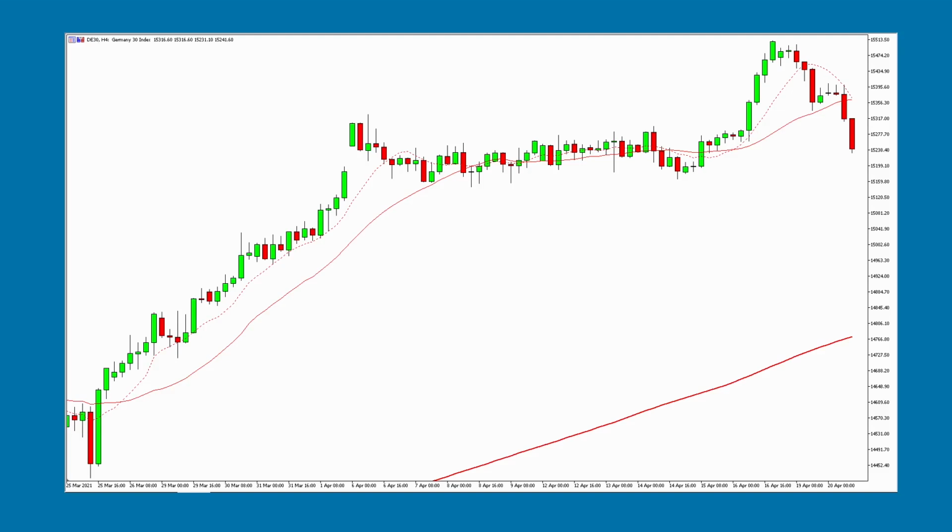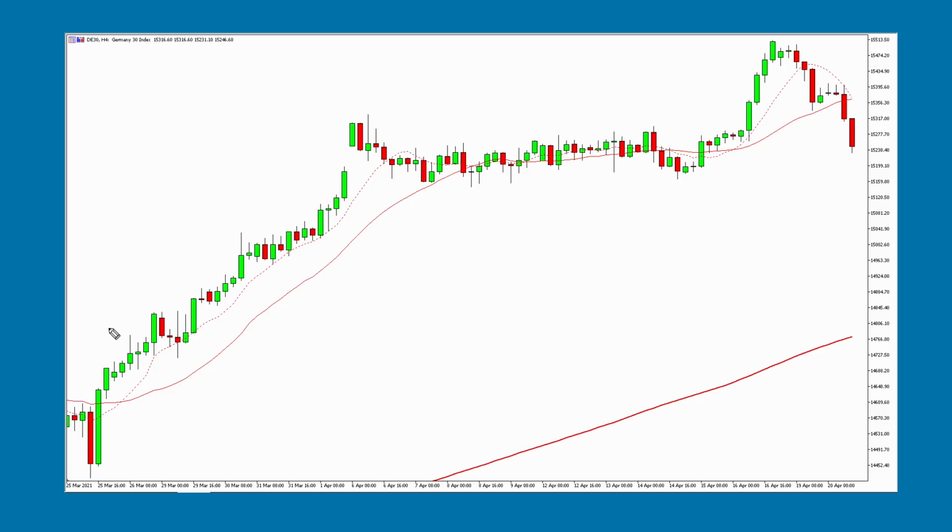So here we have an example. This is an H4 time frame. It doesn't matter what market it is, and it actually doesn't matter what time frame it is because this works on all time frames. So let's take a look at the chart.